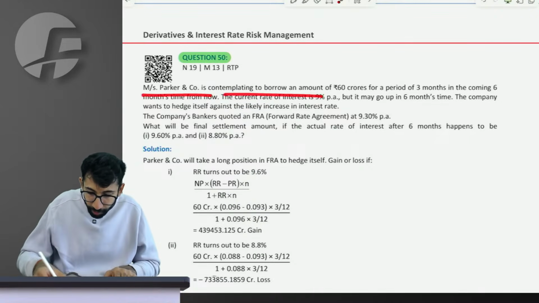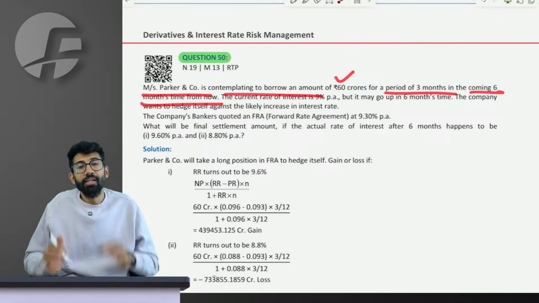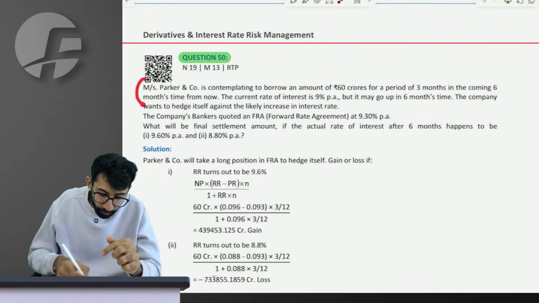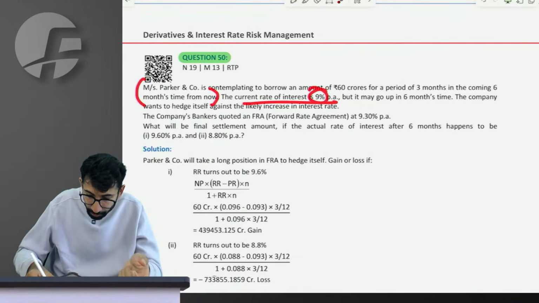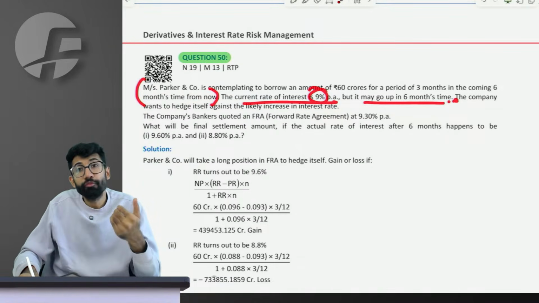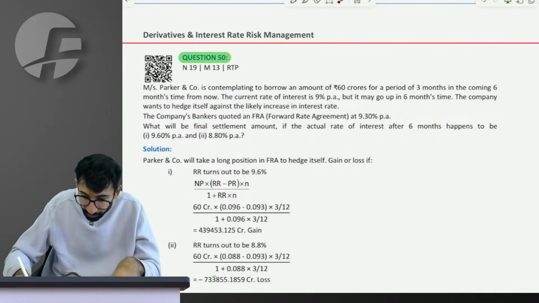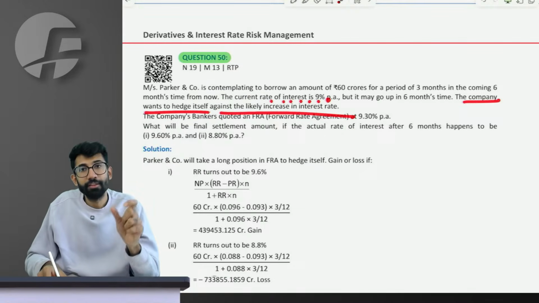Messrs. Parker is contemplating borrowing rupees 60 crore for a period of 3 months in 6 months' time. After 6 months, for a period of 3 months, I am planning to borrow. Can you feel the detail of the spot market given to me? Current rate is 9, but it may go up in 6 months' time. Can you feel the uncertainty that happens in the spot market? The company wants to hedge itself against a likely increase in the interest rate.